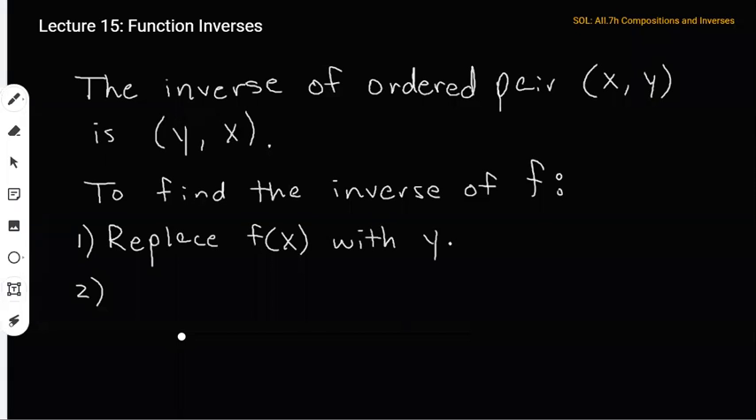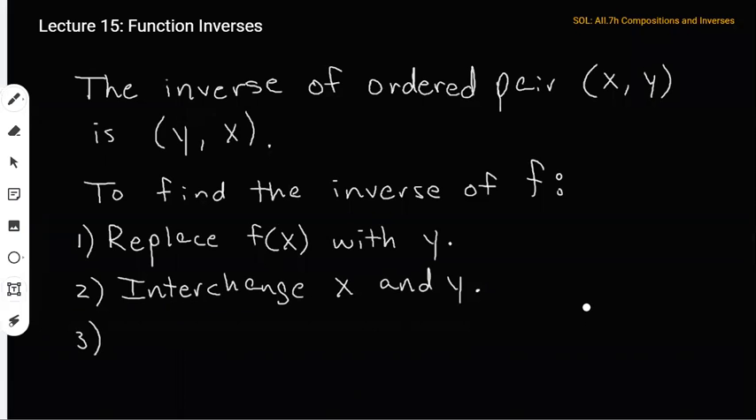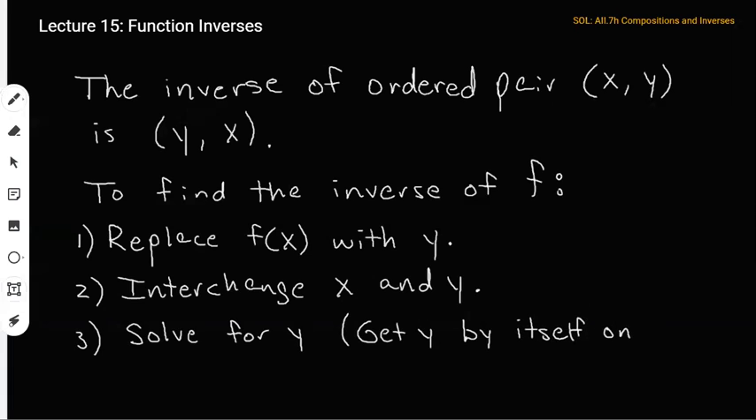The second step that you need to do is you need to interchange x and y. That just means switch them around. I'll show you what that looks like when we do our example. Now, once you've interchanged x and y, you've switched them around. Now you need to solve for y. And what that basically means is you want to get y by itself on one side, so that everything else will be on the other side.